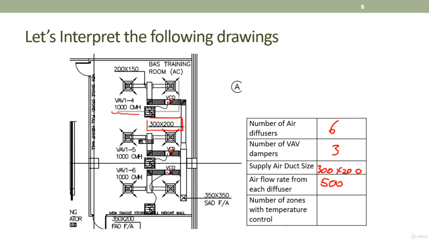And finally, the number of zones with temperature control. You can see the damper, there's a curvy line, and it goes to this particular symbol. If you look closely, there's a T inside. So it represents the temperature sensor or the thermostat. So actually, there are three zones. One zone has one temperature sensor and one volume control damper. So there will be 3 zones. That's how you interpret this kind of diagram.